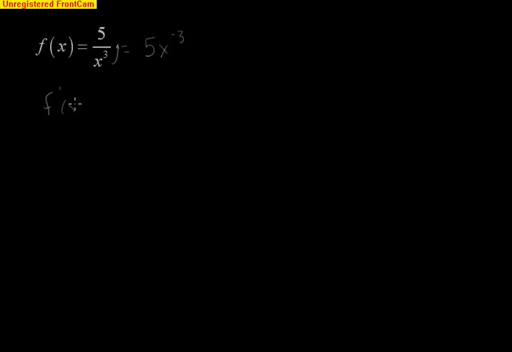So f prime, or our derivative, negative 3 times the 5 is negative 15. Subtract the power by 1 gives us negative 4. And we'll clean this up with no negative exponents. So our derivative is negative 15 over x to the positive 4.